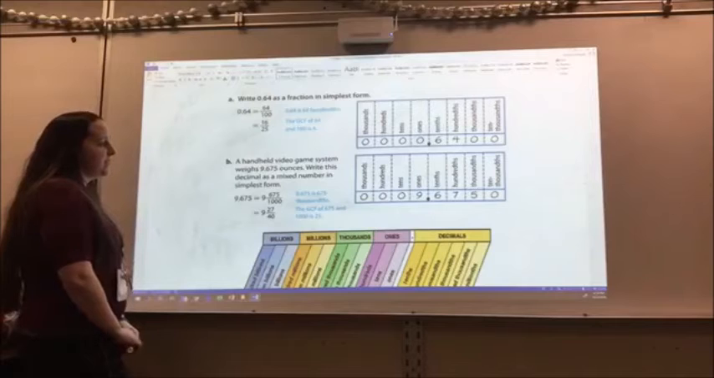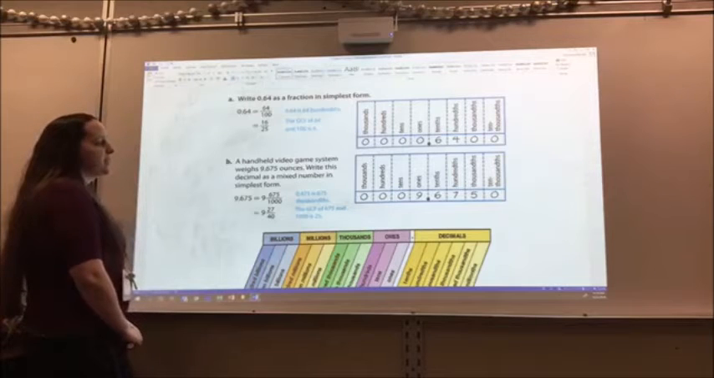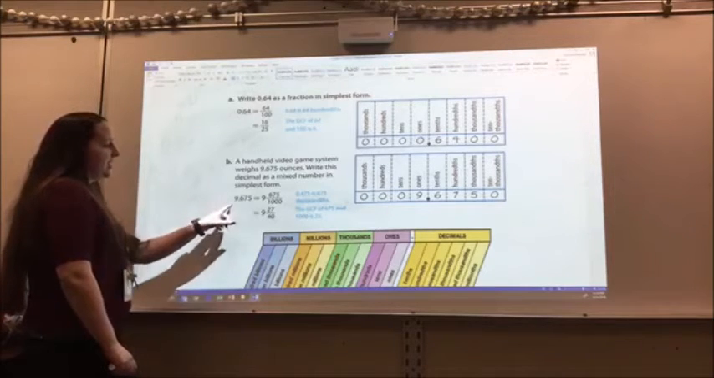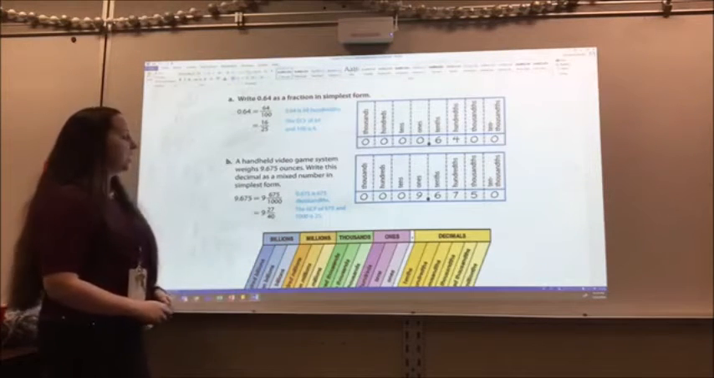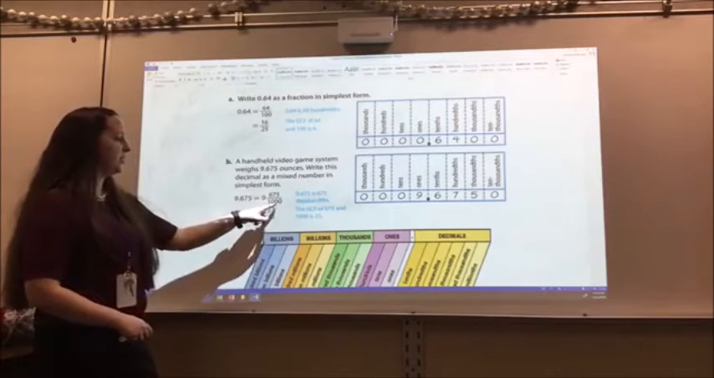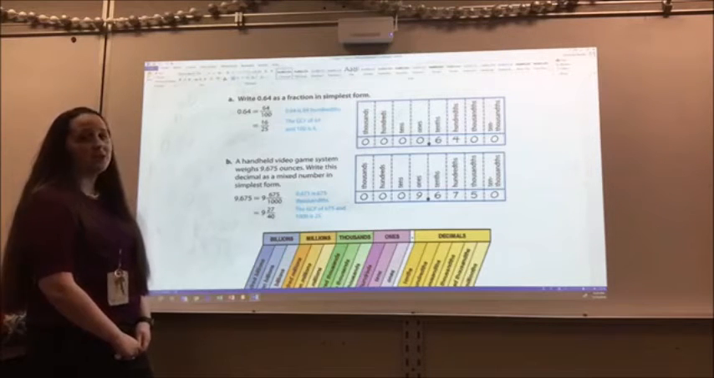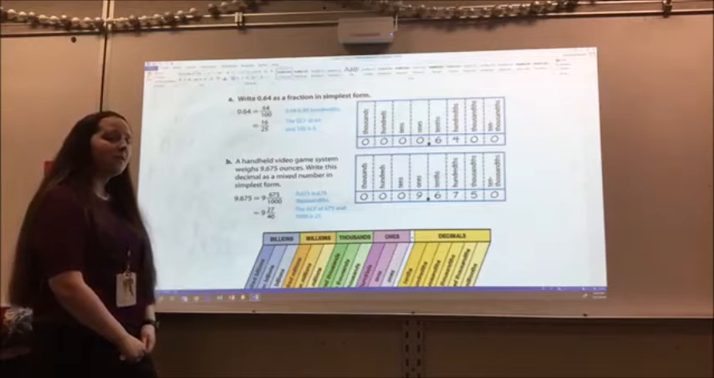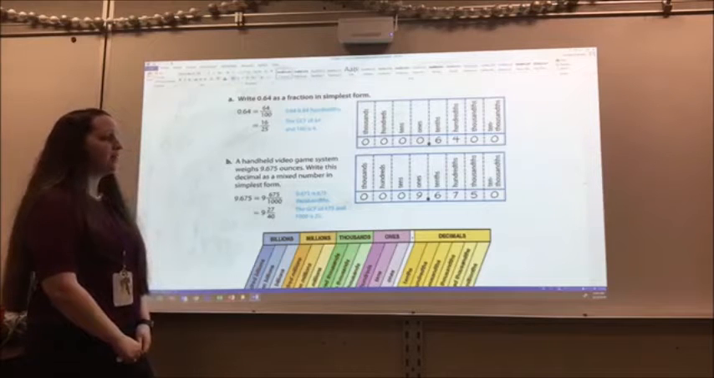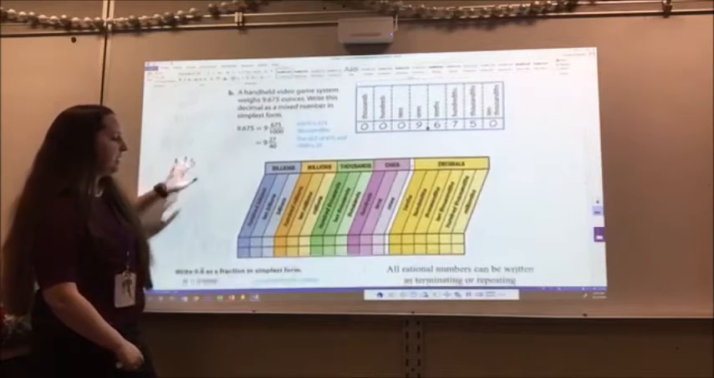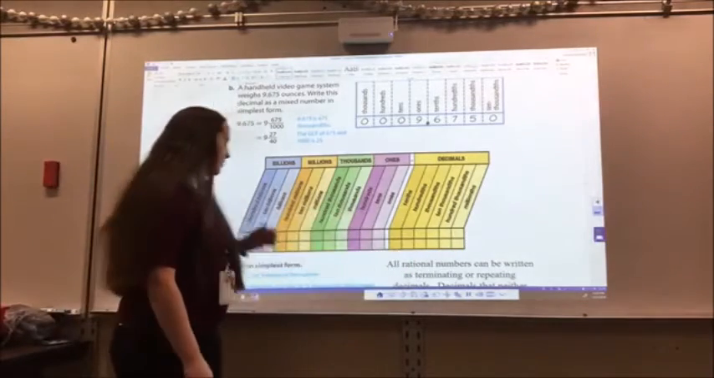A handheld video game system weighs 9 and 675 thousandths ounces. Write this decimal as a mixed number in simplest form. So the 9 is a whole number, so it stays out front. The 675 goes on top of my fraction bar, and I write 1,000 underneath it because there's 3 numbers, so 3 zeros. Then I can simplify. GCF of 675 and 1,000 is 25, so I divide both of these by 25. 675 divided by 25 is 27, and 1,000 divided by 25 is 40. Here's a little chart to kind of remember billions, millions, thousands, ones, and then your decimals.